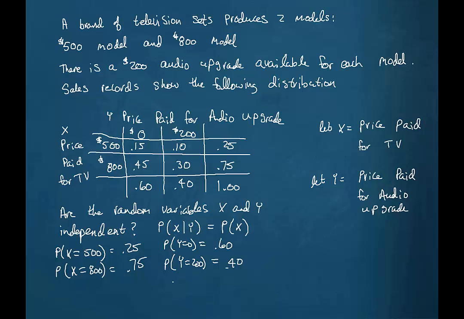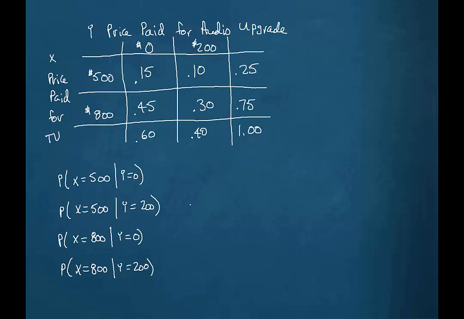Now, in order for us to show independence, we're going to need to find some other probabilities, some conditional probabilities. So now let's calculate all of the conditional probabilities that we would need in order to show independence. We would need to calculate the probability that x is 500 given y is 0, and the probability that x is equal to 500 given y is 200, because that's all that can possibly happen if x is 500. And then the same thing for x is equal to 800 given y is 0, and x is 800 given y is 200.